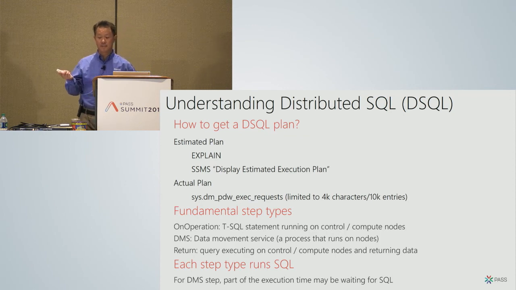Some of the fundamental steps: with the SQL plan, you get three major operations. The first one is the SQL operations, which run the SQL Server queries, and it's mainly on either the control node or the compute nodes. Then, of course, the DMS operation, which is the data movement operation we talked about: the shuffle move, the broadcast move, the partition move, the trim move, and so on. And then the return operation.